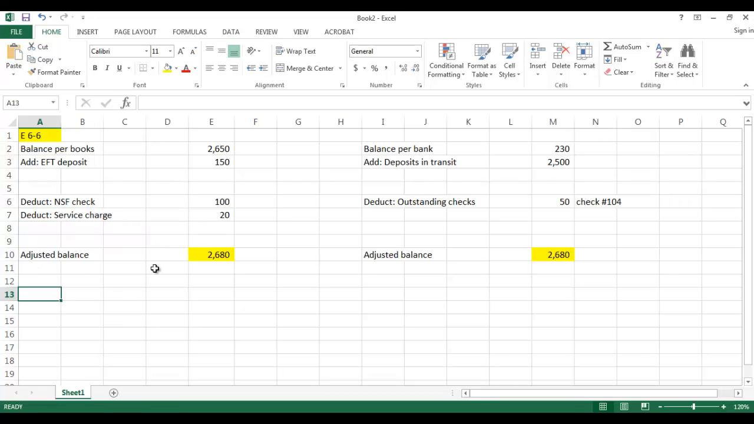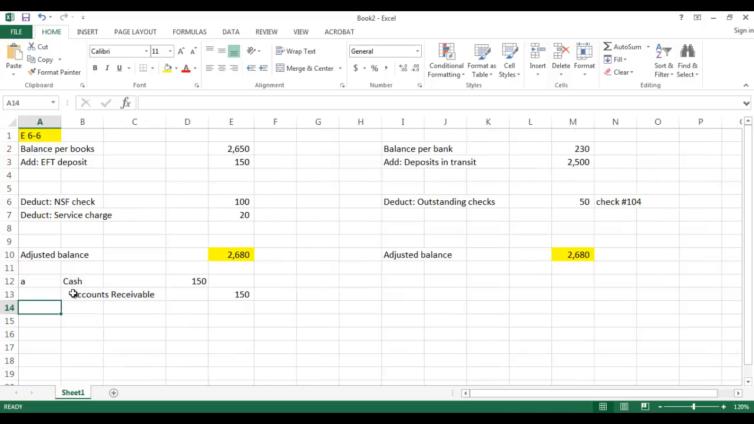So I'll just do a little ABC journal entries down here. We won't use the template for those. So for that EFT deposit, we're increasing our cash by $150, and we're told that's coming directly from our customers. So that's probably in payment on their account. So we'll go ahead and decrease accounts receivable and assume that that's what that collection is from. Okay, so collecting $150 on customer accounts.